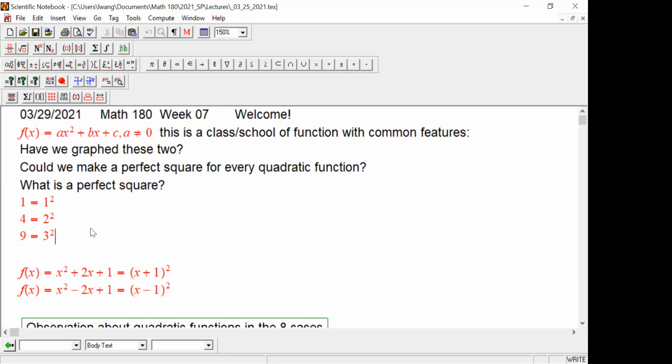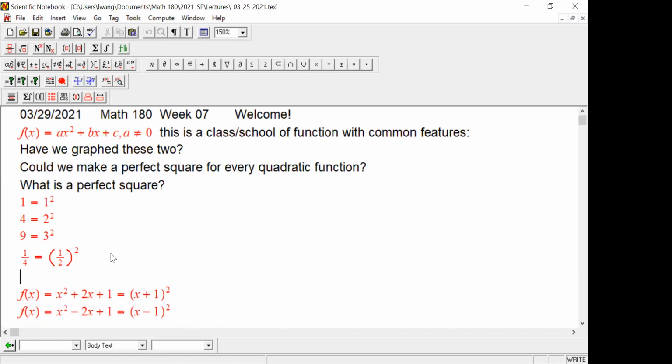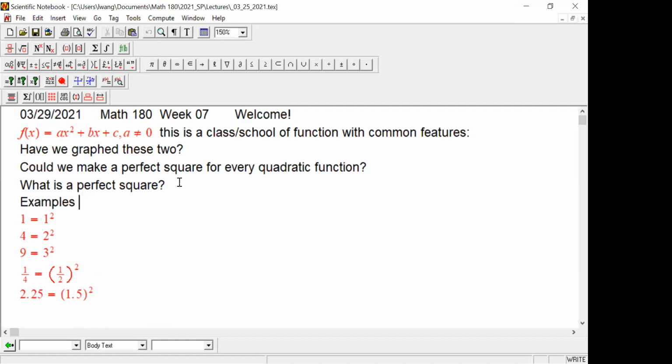Then you say, how about decimals and fractions? Fractions, yes. Decimals, yes. For example, a quarter is a perfect square because a quarter is 1/2 squared. 2.25 is a perfect square because it is 1.5 squared. All of these are examples of perfect squares.